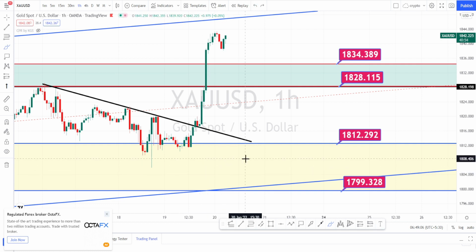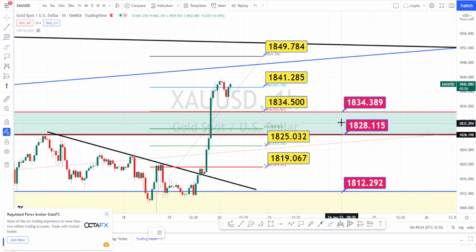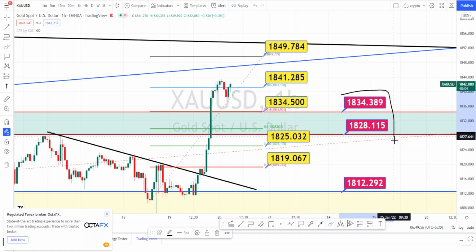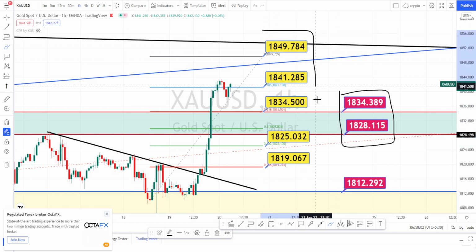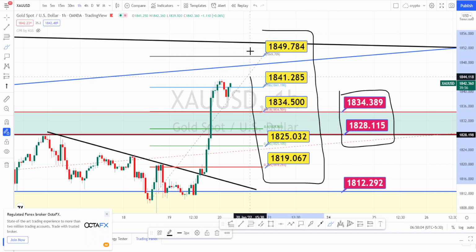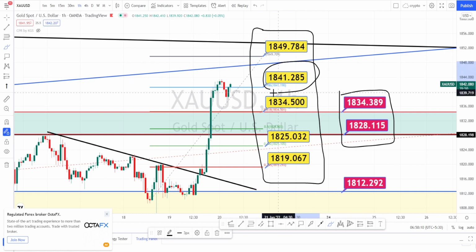Let us draw the support and resistance levels. So the values marked in pink color are the support and resistance levels from the higher time frame. The values marked in yellow color are the resistance and support levels from the hourly time frame. Currently price action has taken support on the value of 1841 and it is in a bullish trend.